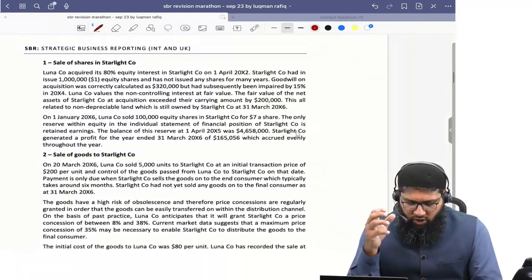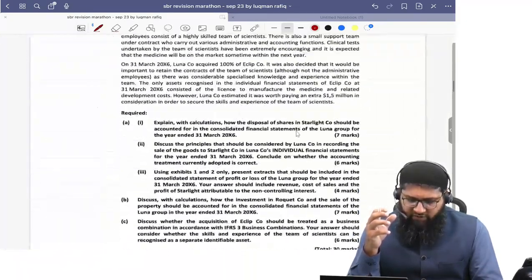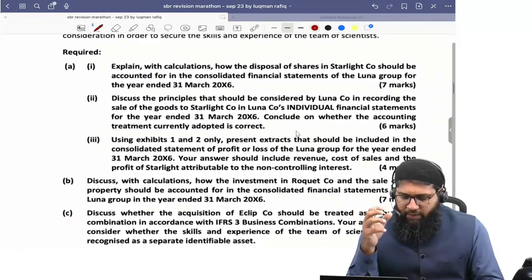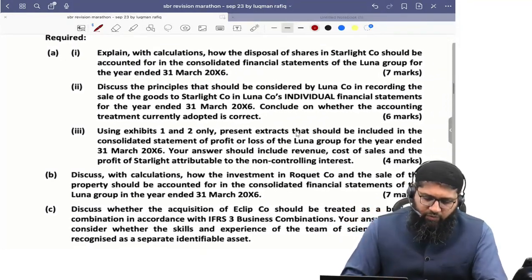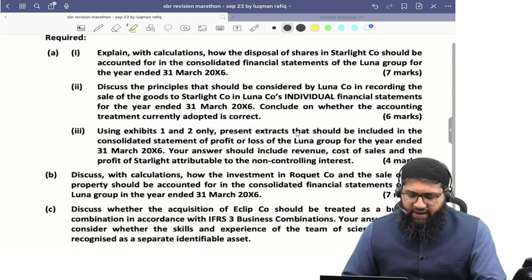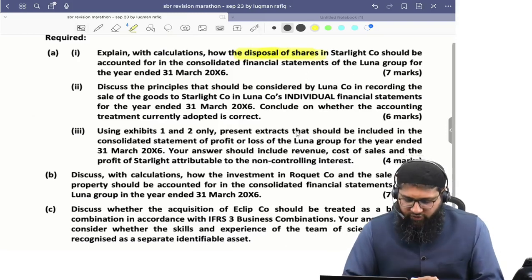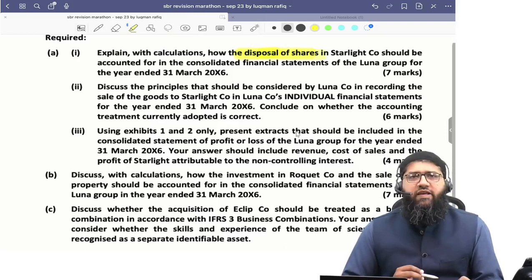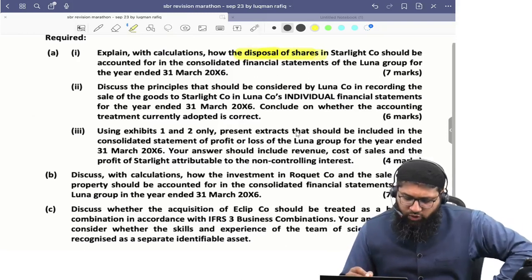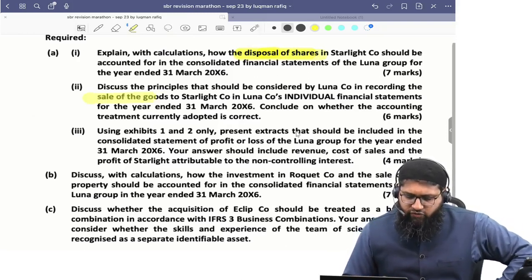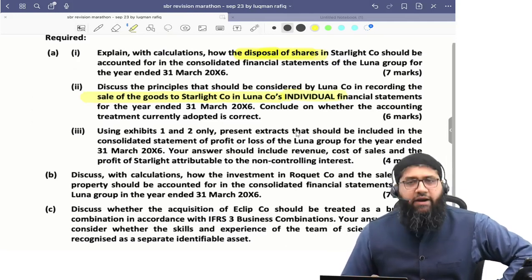If I could just go on to discuss the requirements of this question. So there are multiple requirements. What are these? First, it says explain with calculations how the disposal of shares in Starlight should be accounted for in the consolidated financial statements of Luna Group for the year ended. So one of them is a disposal of shares. That's what the scenario is. Second, it says discuss the principles that should be considered by Luna in recording the sale of goods to Starlight companies in Luna's individual financial statements for the year ended so and so.